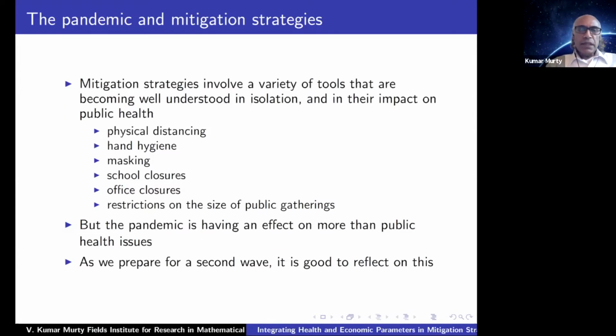Interestingly, when we study these, most of our effort has been to see the impact of one of these at a time. But of course, there is some work where you apply several of these at a time. But the bigger challenge, even on the epidemiological side, is to have some sort of unified picture of what happens when I do all of these. What's the combined effect, even on public health? But as I said, the pandemic is having an effect on more than public health issues. And right now, Ontario is in a relatively good state, and I say that with caution because things change day by day.